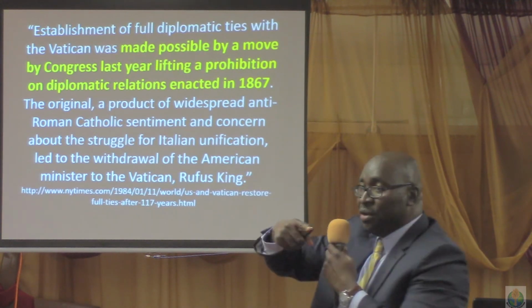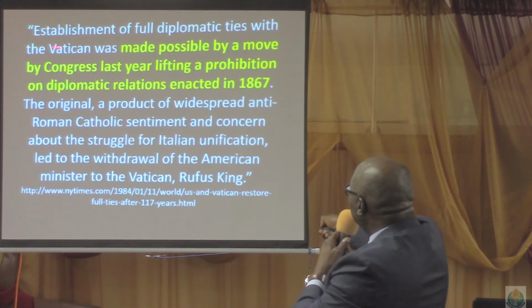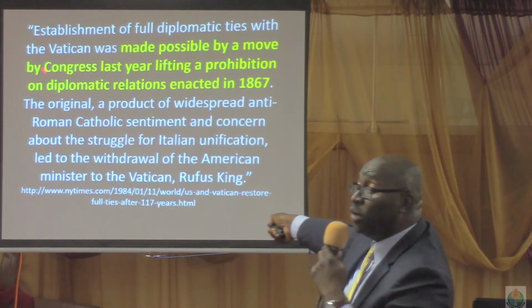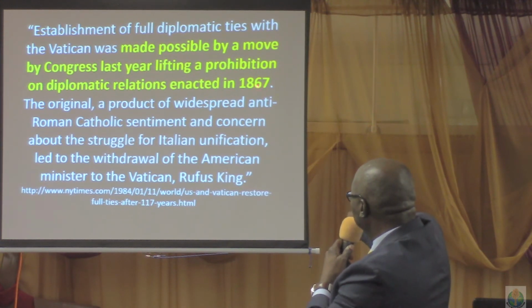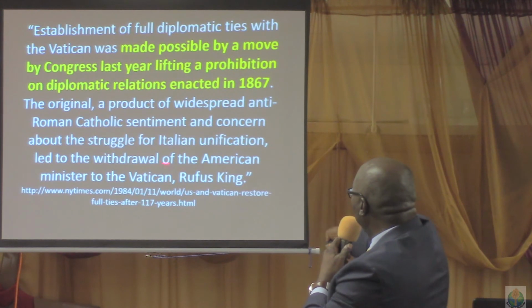But listen what occurred. Establishment of full diplomatic ties with the Vatican was made possible by a move by Congress. Congress makes what? Laws. Last year it lifted a prohibition on diplomatic relations enacted in 1867. The original was a product of widespread anti-Roman Catholic sentiment and concern about the struggle for Italy, that's all craziness, and it led to the withdrawal of the American minister to the Vatican, Rufus King.